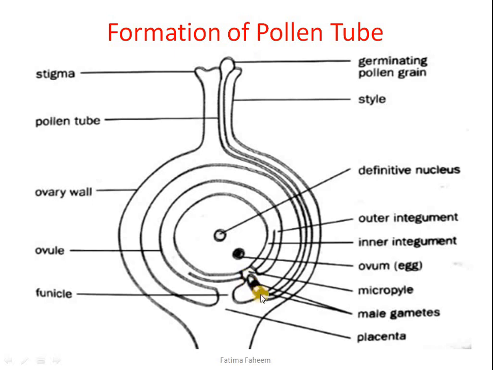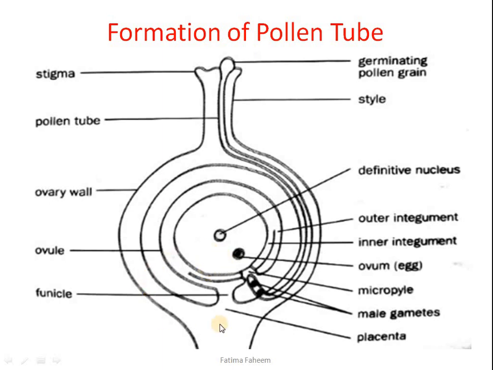So now we have two male gametes coming in and two female gametes which are present in the ovule. One male gamete will fuse with the ovum or egg, giving rise to a single cell called the zygote, while the other male gamete will fuse with the definitive nucleus or polar bodies to form a tissue called endosperm. Endosperm is a tissue containing starch. It will be provided as nutrition for the growing zygote, which will undergo mitosis multiple times and form a baby plant called the embryo.